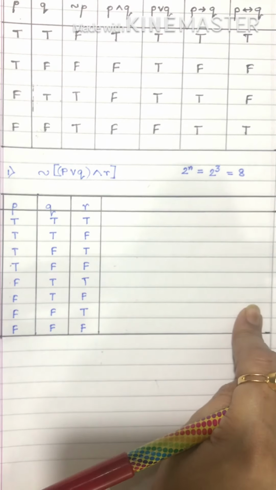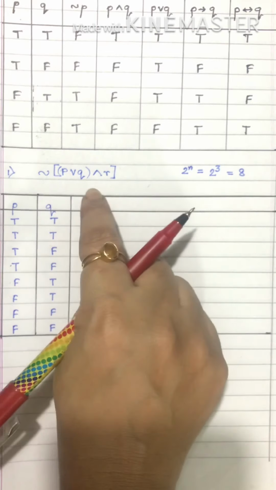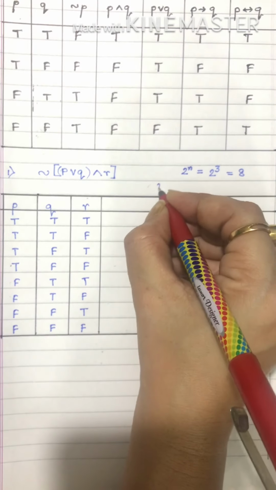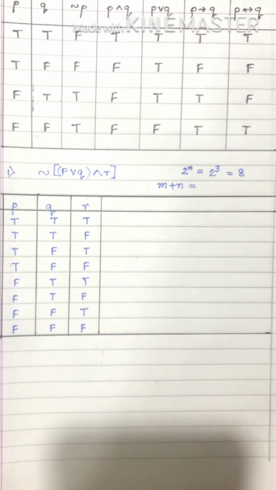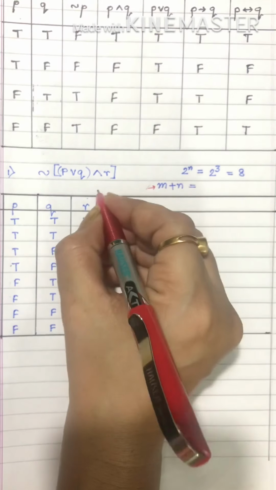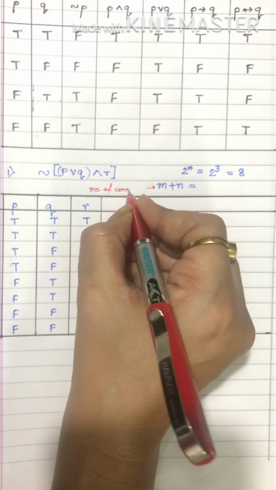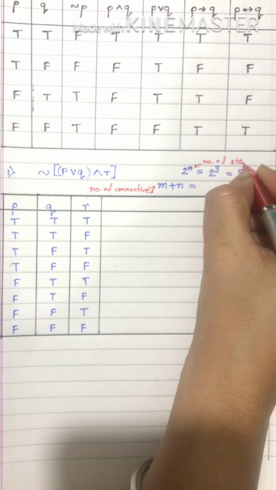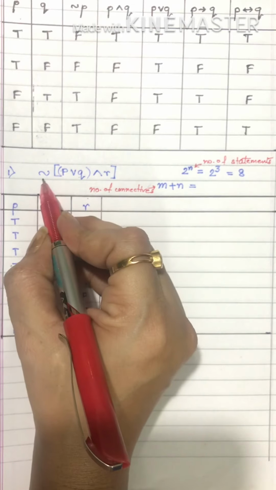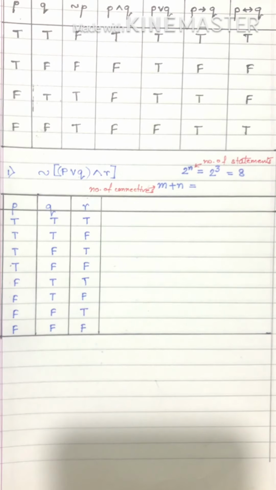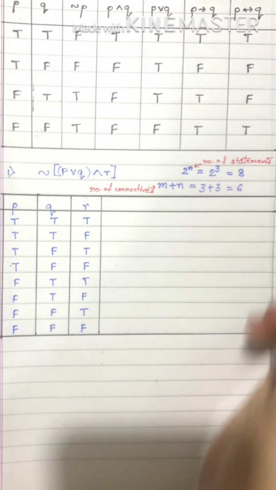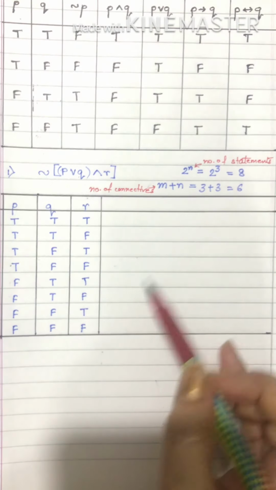Then how many columns would be required? How do we understand that? Now see, looking at the question, by practice you will understand to write this directly. But initially I will explain one thing. There is a formula m plus n, where m is the number of connectives used in the question, and n is the number of statements. Now in this question, we have 1, 2, 3 statements, and how many connectives? Negation, or, and. 3 statements, 3 connectives. So m plus n, 3 plus 3 is equal to 6. That means a total of 6 columns should be there.